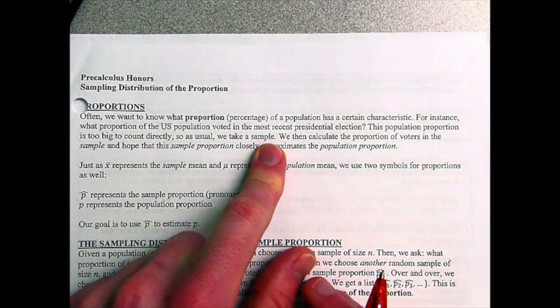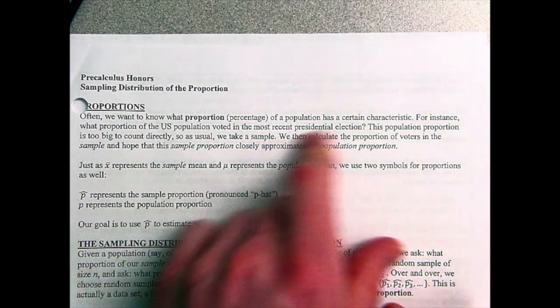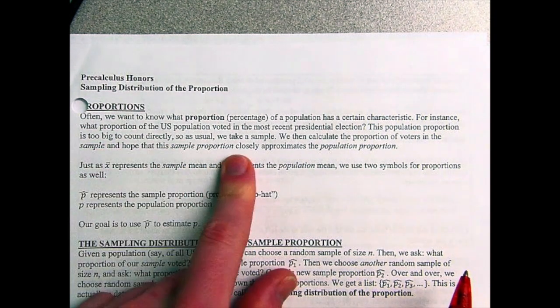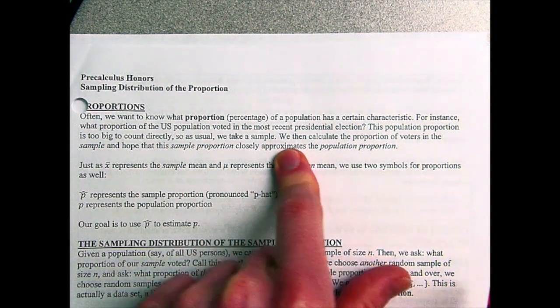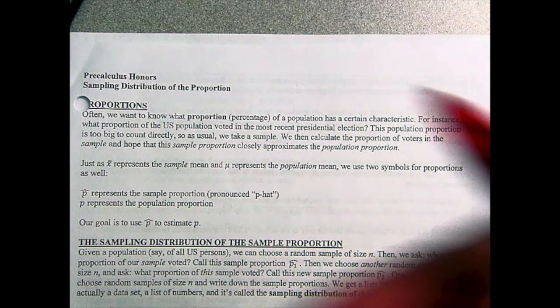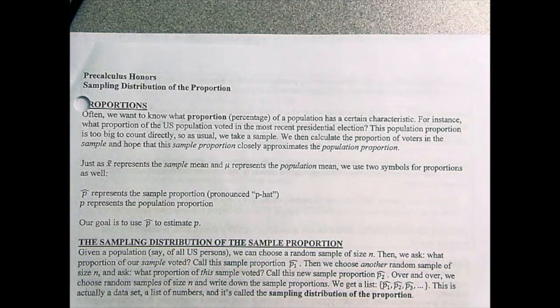We take a sample and then we calculate the proportion of voters in the sample and hope that this sample proportion closely approximates the population proportion. So we want to know the proportion or percentage of people in the U.S. who voted in the last election. That's too big to count directly, so instead we take a sample, we figure out the sample proportion, that's the percentage of people in the sample who voted, and we use that to approximate the true population proportion.